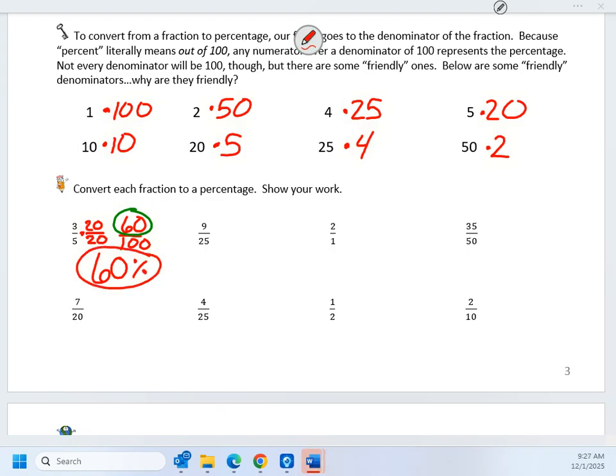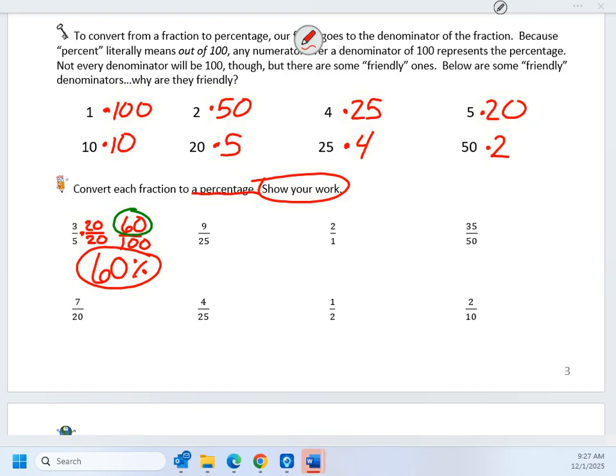It is important that we put our label on there, 60%, because 60 is very different than 60%. You must have a percentage on there when we are converting to percentage. Okay? It does say show your work. So I want to see what scale factor you multiplied by to get to your fraction that's over 100 to get to your percentage. Let's try one more.